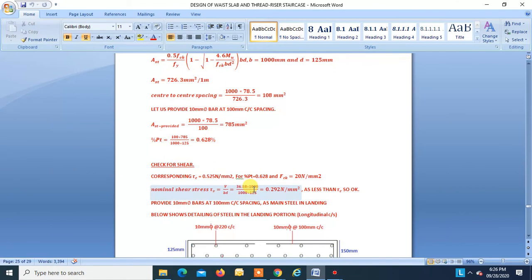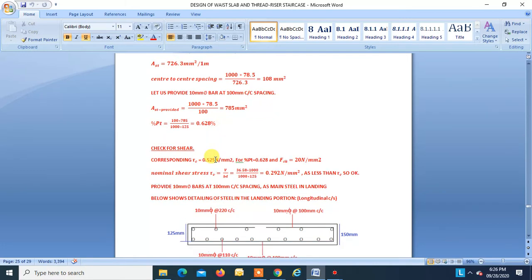Right. So once we have found the steel required and spacing required in landing, then we can find Ast provided. This is 785. Pt provided is 0.628, and we will do the check for shear for landing. Tau c is found to be 0.525 Newton per mm square for Pt 0.628 and fck 20 from table 19 of IS 456 2000.